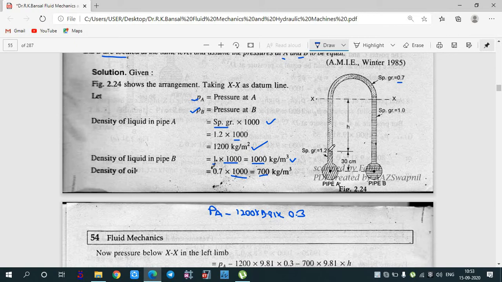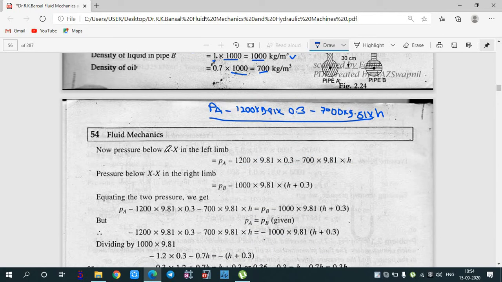There is another fluid in this left limb, it is oil, so that will be again minus. Oil is having a density of 700, multiplied by 9.81, and again the height that we need to calculate will be given as H. So this is the pressure in the left limb. As you can see, the pressure in the left limb is PA minus 1200 into 9.81 into 0.3 minus 700 into 9.81 into H. So this is the pressure in the left limb.